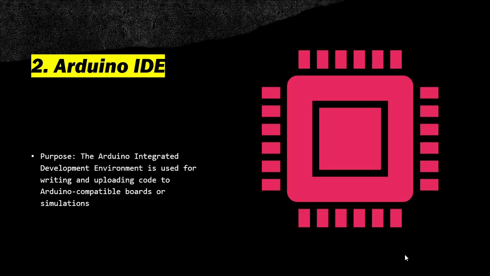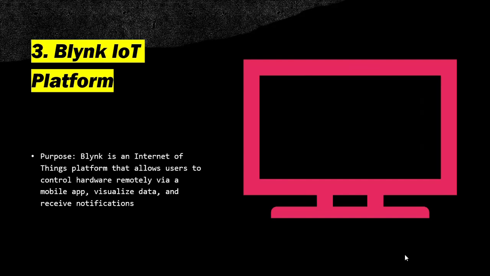Next is the Arduino IDE. The Arduino integrated development environment is used for writing and uploading code to Arduino compatible boards for simulations. So in Arduino code, how will we write? We'll just write the code and select the Arduino board over there. Then we have to check for errors and debug it. And then we have to export the compiled binary, which we will load into the PICSimLab simulator.